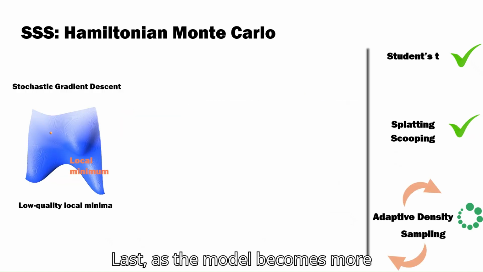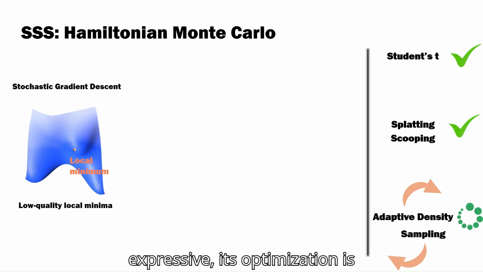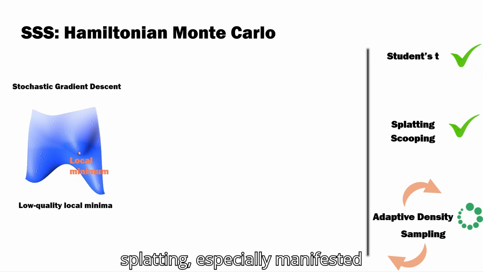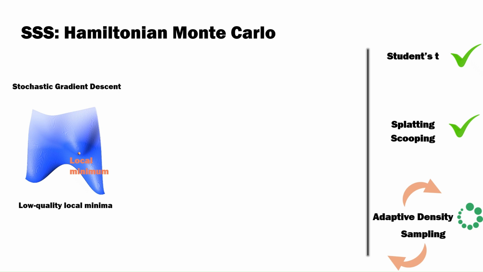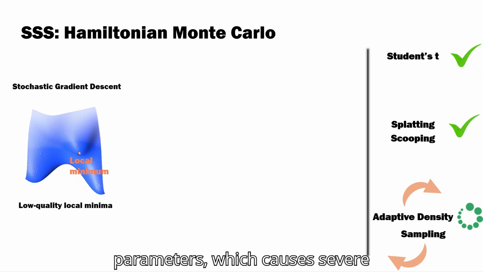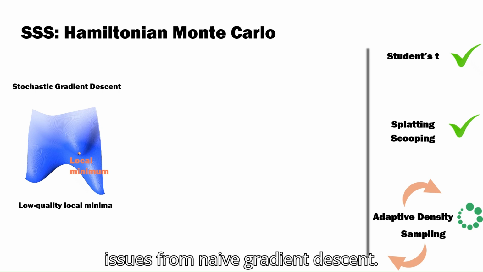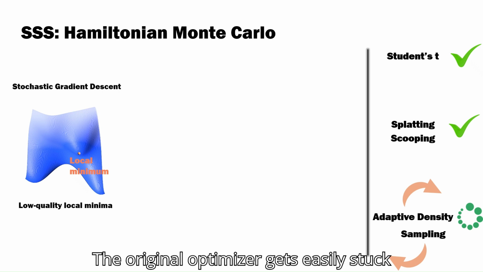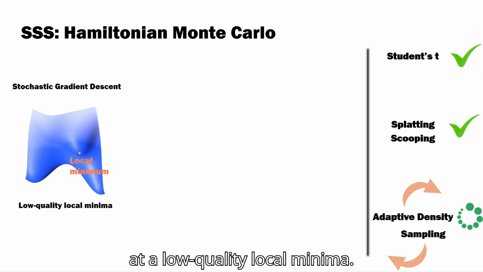Last, as the model becomes more expressive, its optimization is harder than the original 3D Gaussian splatting, especially manifested as tight coupling between learnable parameters, which causes severe issues for naive gradient descent. The original optimizer gets easily stuck at low-quality local minima.